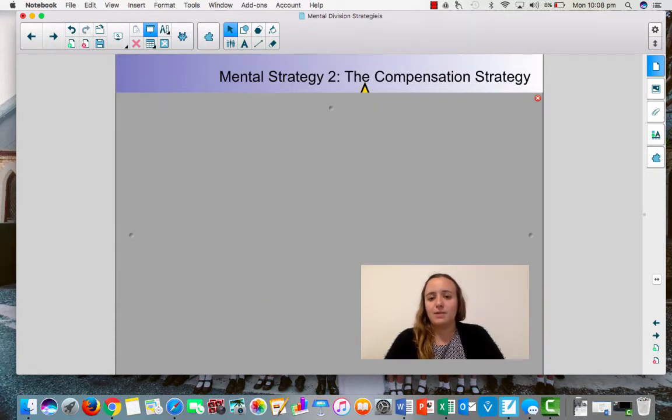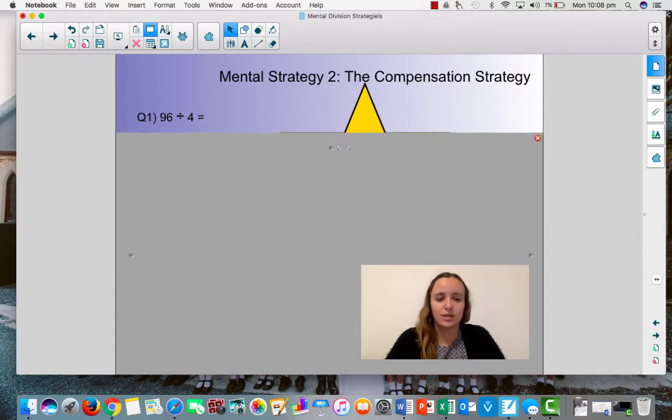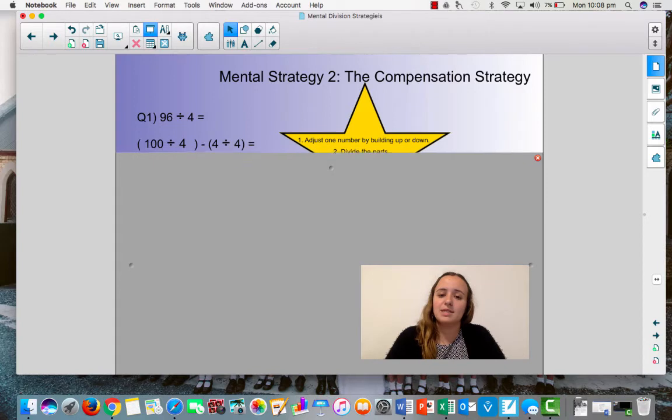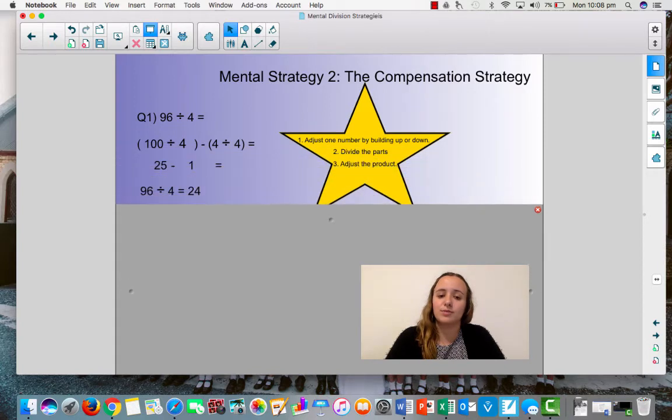Okay, looking at mental strategy number 2, this is the compensation strategy. And this is where we round up or down to try and make our number easier to divide, so it's our nearest 10. Okay, so let's have a look at this first question. 96 divided by 4. Remember, the star gives you the steps to do. Okay, and what we should have there is the quotient.